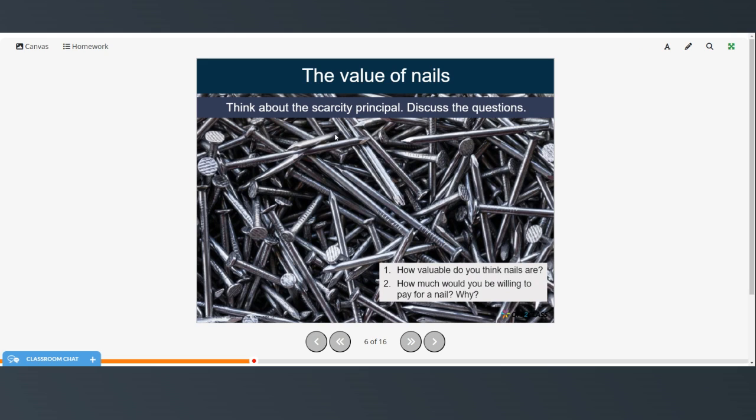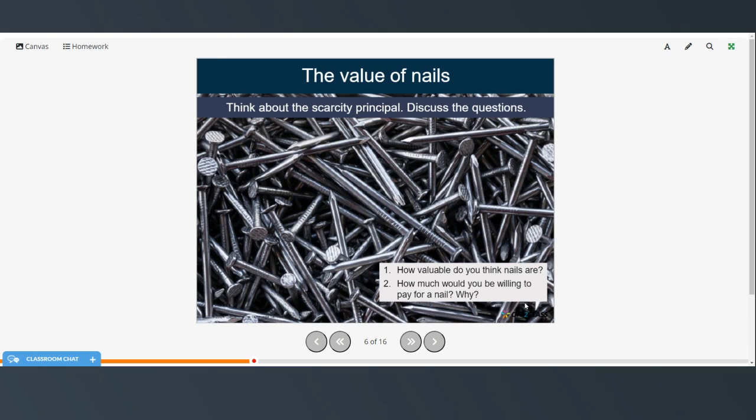All right, think about the scarcity principle and discuss these questions. So how valuable do you think these nails are? Well, there are a lot of them. They're not hard to get. So they're probably not that valuable. They're easy to get. They're not scarce. They're not rare. And so they're readily available.